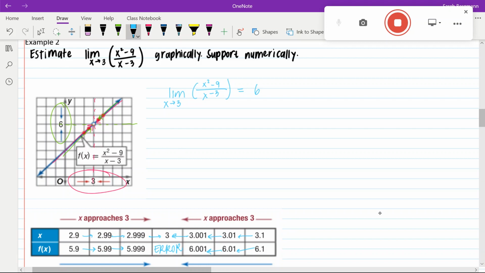Notice, if we plugged in 3 for this x value, it would give us division by 0. X cannot be equal to 3. X equals 3 is not in the domain. It gives division by 0. But even if the number is not in the domain, it can still have a limit.